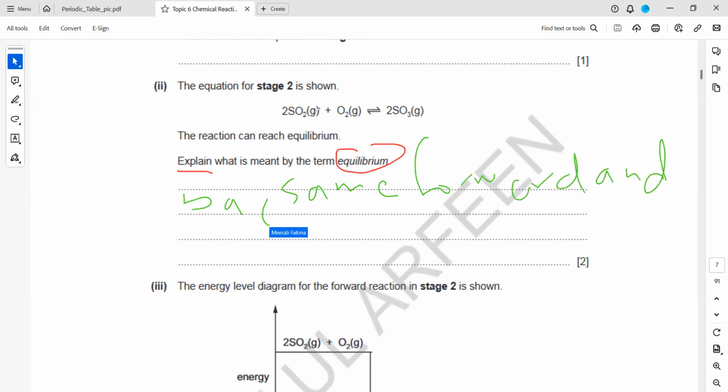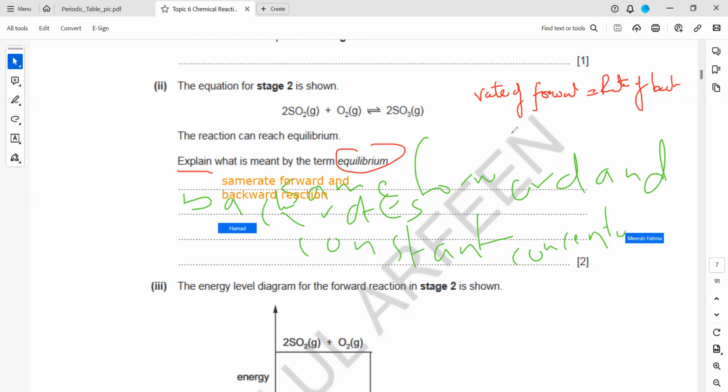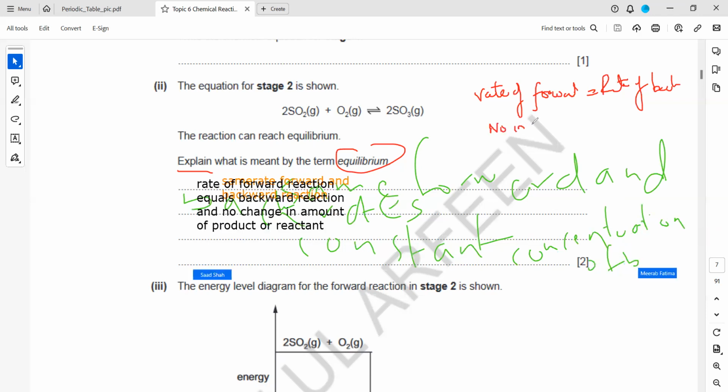So the points you will mention: rate of forward reaction equals rate of backward reaction. And the second point, there is no change in concentration of the reactant and product. No change in the amount of reactant and product, that's the second mark. But don't say reactant and products are in equal amount. That will be wrong.